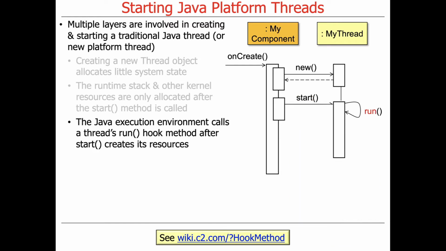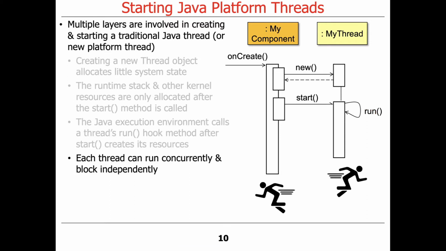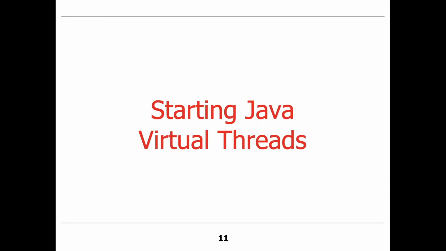The Java execution environment will call the thread's run hook method after start creates its stack resources. The hook method is just where you put your code. Each thread can run concurrently and can block independently. That's the beauty of platform threads.